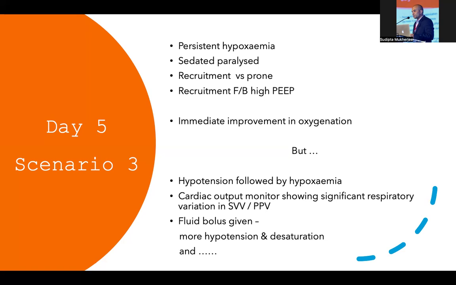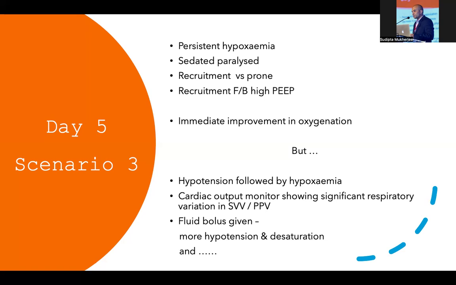A cardiac output monitor was there, so we connected it and checked for volume responsiveness to give further volume. The cardiac output monitor showed a significant respiratory variation, with SVV and PPV more than 20%. So we started giving fluid boluses. What we found was that with more fluid bolus, the patient became more hypotensive and started desaturating more. So exactly what happened? My cardiac output monitor was saying to give more fluid.